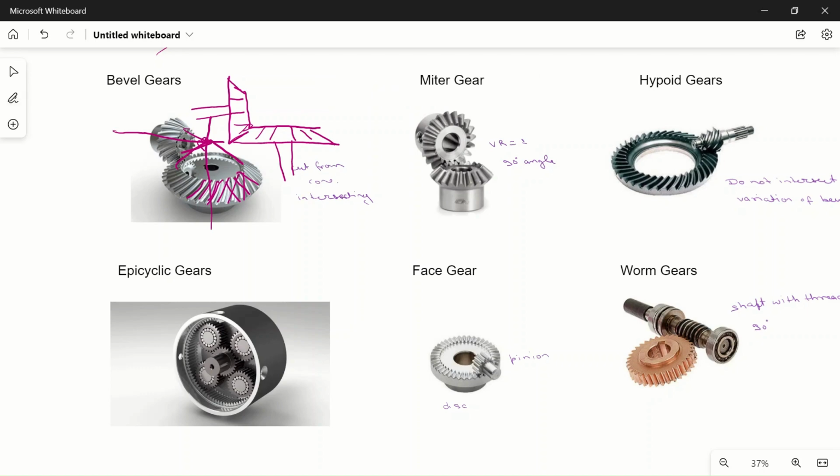The next one is miter gear. Miter gear is a special type of bevel gear. It is also a bevel gear only.